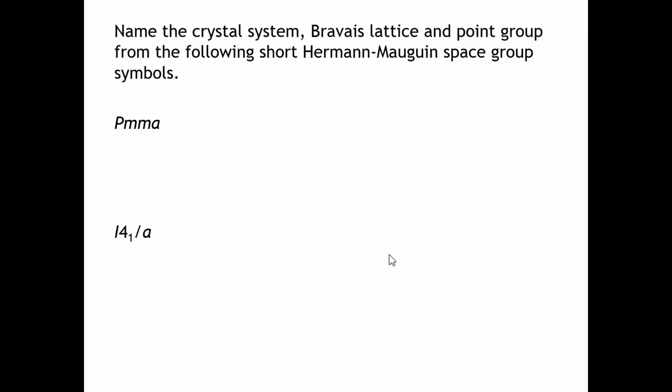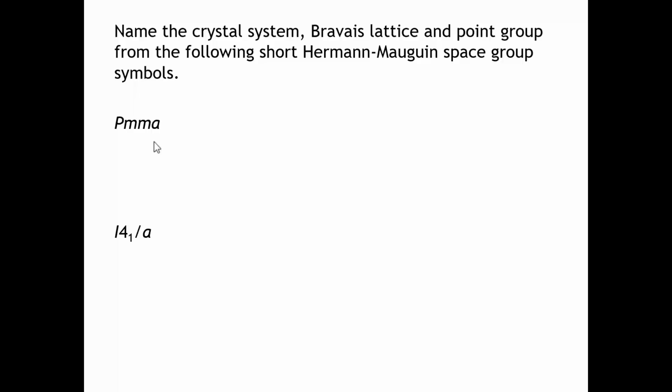Let's look at the name of a space group, the short Hermann-Mauguin name, and then from that determine the crystal system, Bravais lattice, and point group. All right, so the first one here, PMMA. Why don't you see if you can do these two. Pause the video, and then we'll go through them.